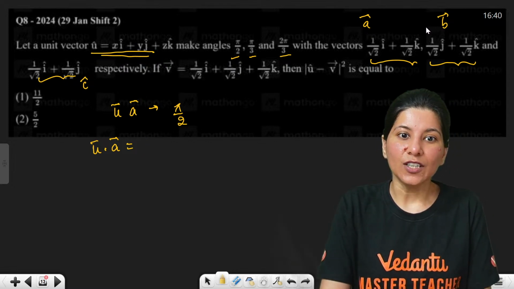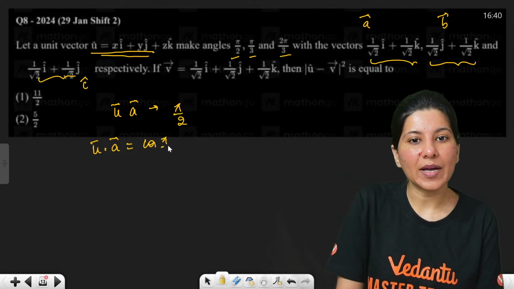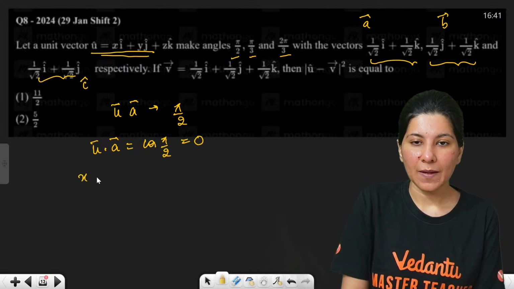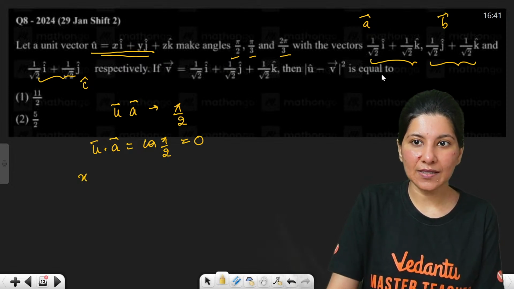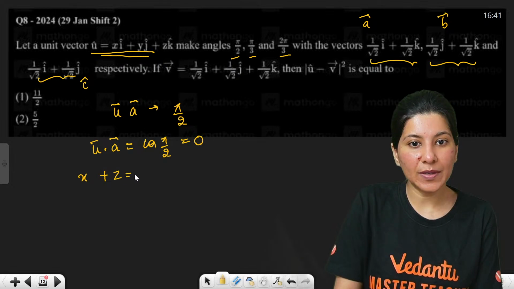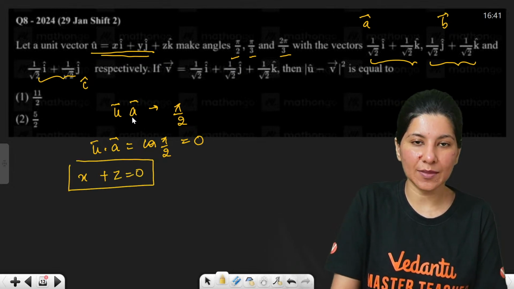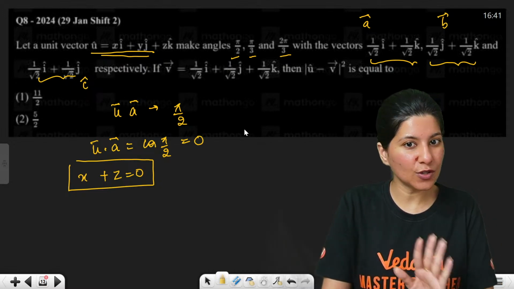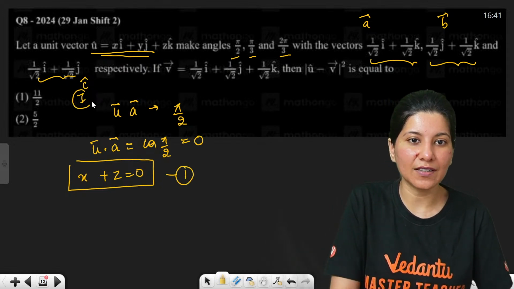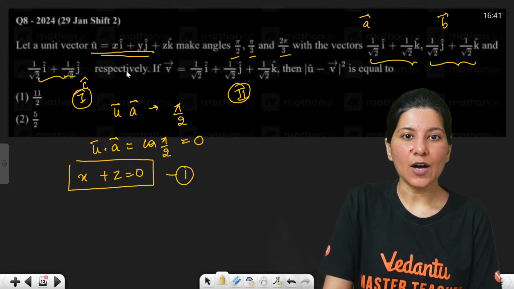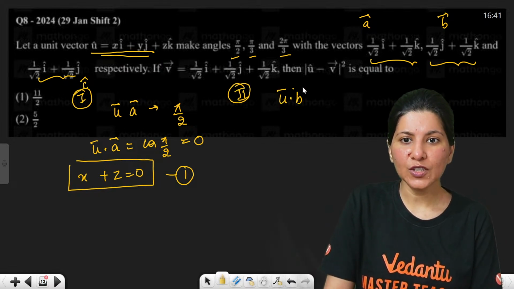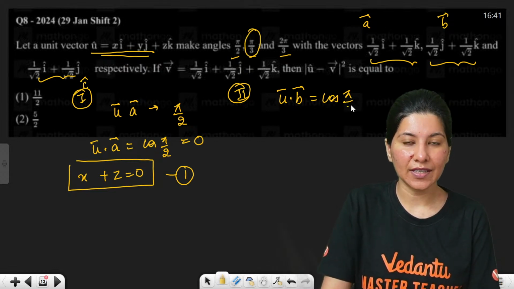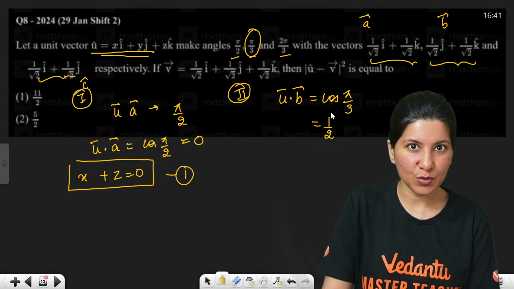So U dot A is equal to cos pi by 2, so U dot A is going to give you 0. U dot A is what? Tell me. U dot A is X by root 2 plus Z by root 2 equals 0. So X plus Z equals 0. First thing, correct? Second thing, now U dot B. Cos of, now the next angle is pi by 3. Pi by 3 is 60 degrees, so half. U dot B is half.